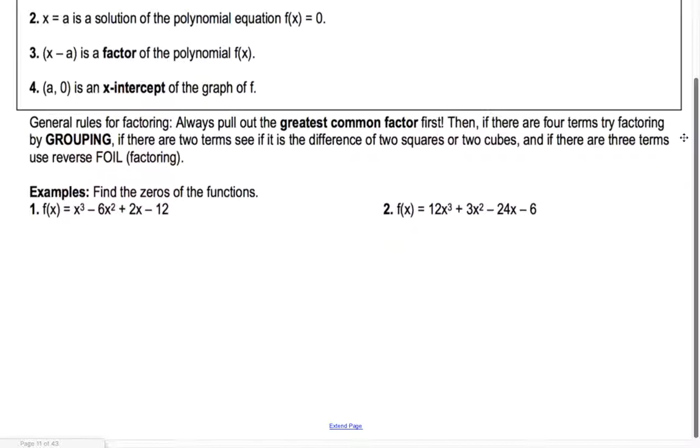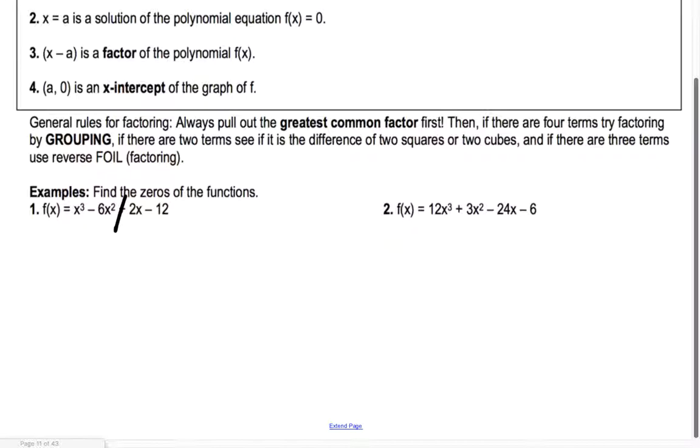So the first one says find the zeros of the function. So do we have a GCF, first of all? No, we don't. We don't have anything we can pull out because we have that 1 x cubed, right? So this is 4 terms, so we do our factor by grouping. So we're going to split it down the middle, and we're going to ignore the right side of the equation right now.